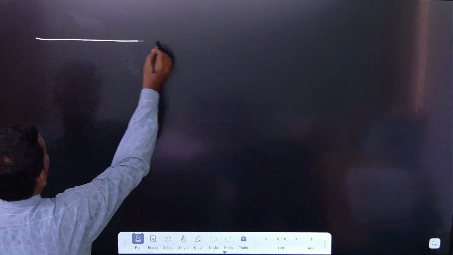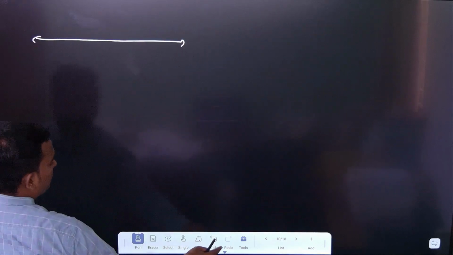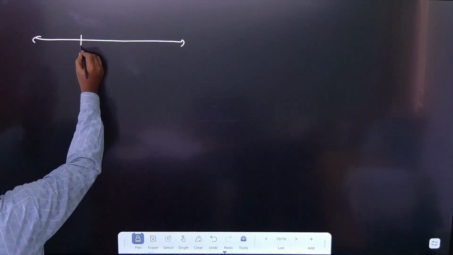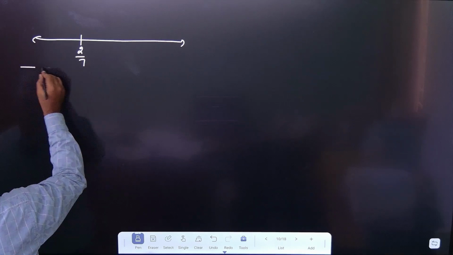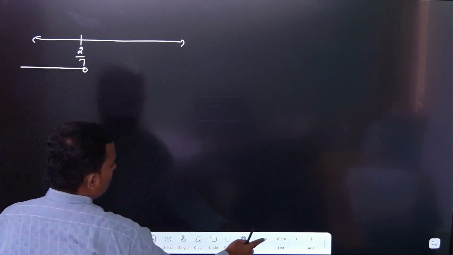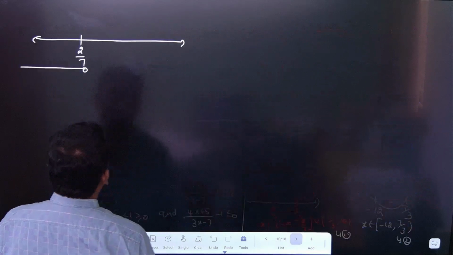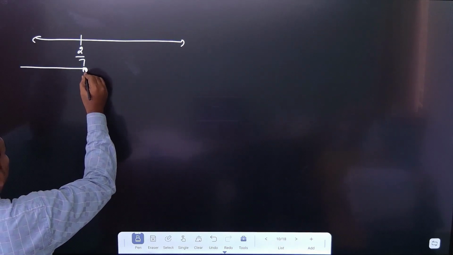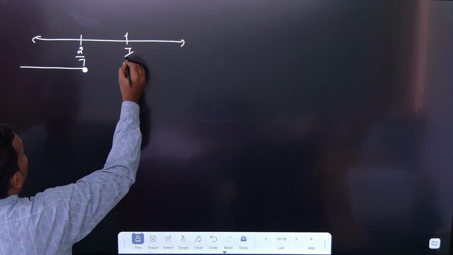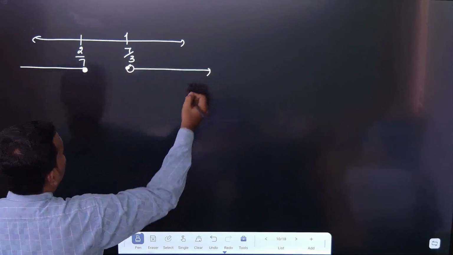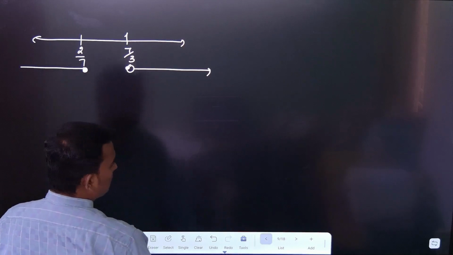First you can draw the number line. So the first one is what? Minus infinity to 2 by 7. Is 2 by 7 included or not? Included. And 7 by 3 to infinity. This is not included. Okay, fine.